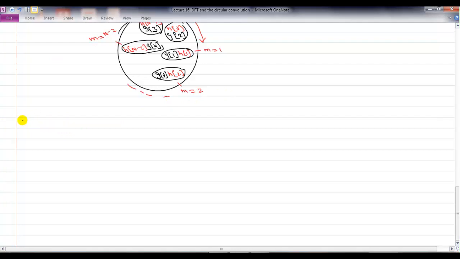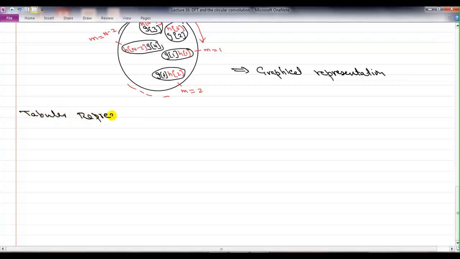This approach to calculating the circular convolution is called graphical representation of circular convolution. You can use the formula directly also, but this is one way. Another easier way of computing circular convolution is what is known as tabular representation, which many people may find easier, and that is very similar to the tabular representation that you saw earlier for the case of linear convolution.